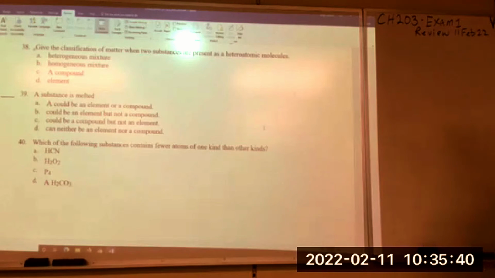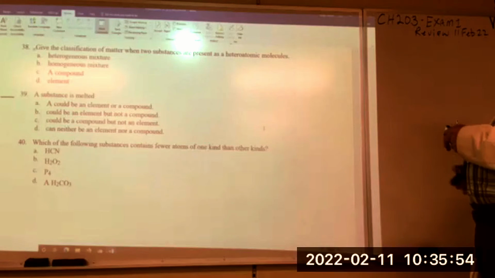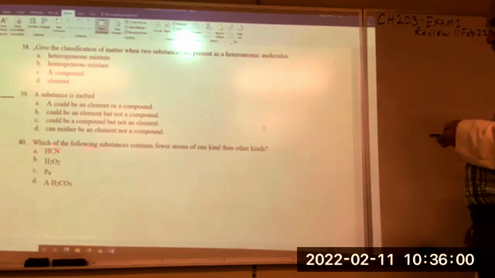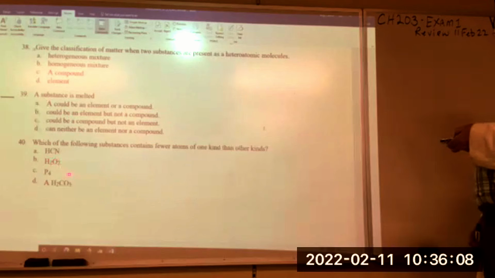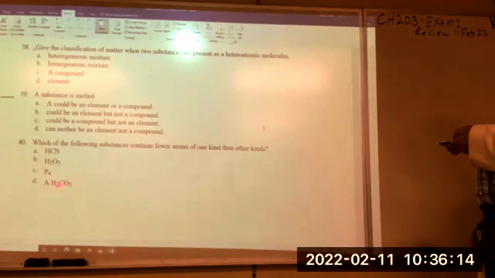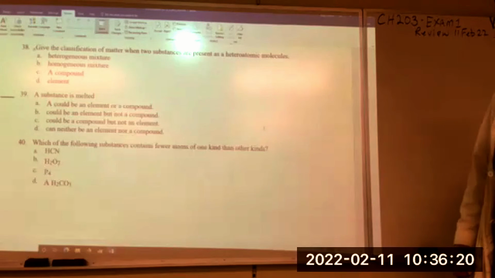Which of the following substances contains fewer atoms of one kind than other kinds? Okay, let's see. Fewer atoms. All right, this has the equal numbers, right? So that disqualifies it. It can't have fewer because they're all equal. These are all equal, right? Same number of hydrogen as oxygen. And this one doesn't count because it's only got one type of atom in it. Right? So this is the only one that could be. Carbon is fewer than hydrogen, which is fewer than oxygen. Right?